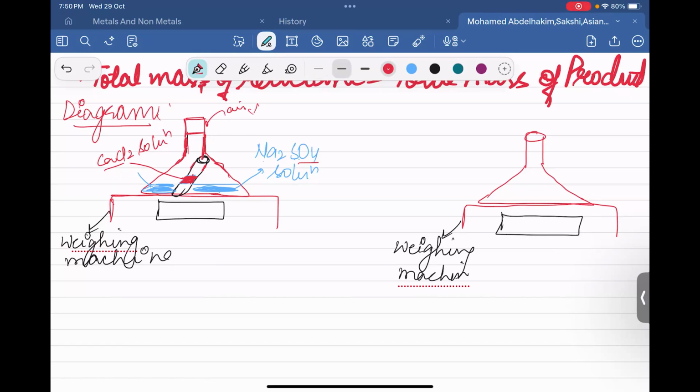Same here also. Draw it. Again a beaker, and it is having solution.